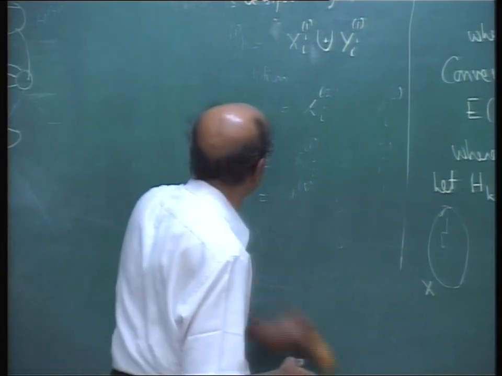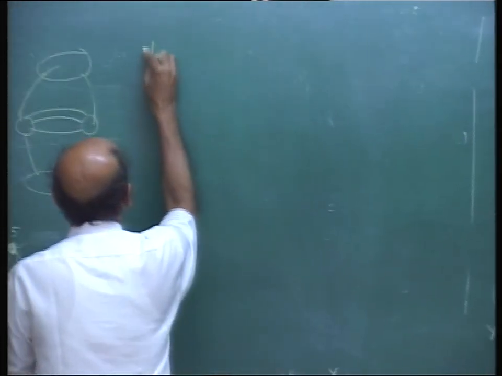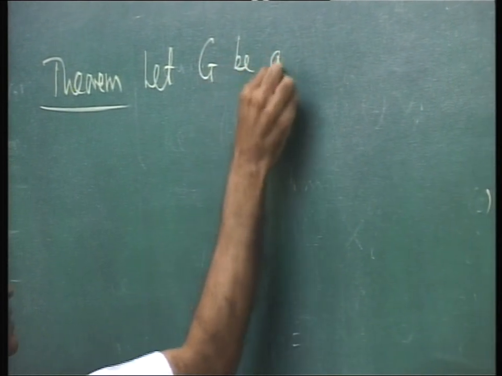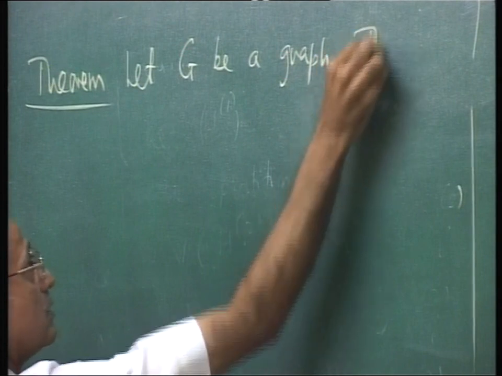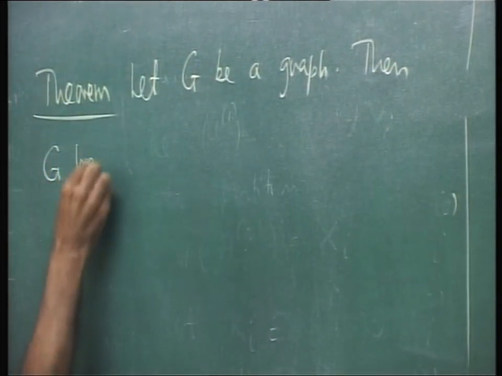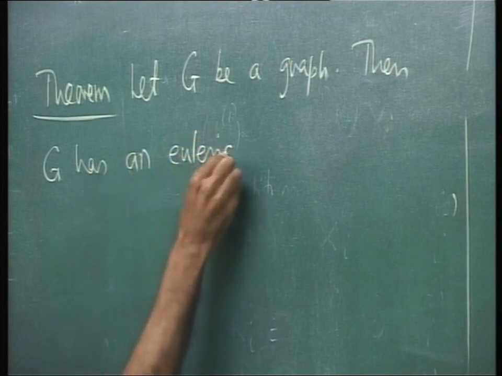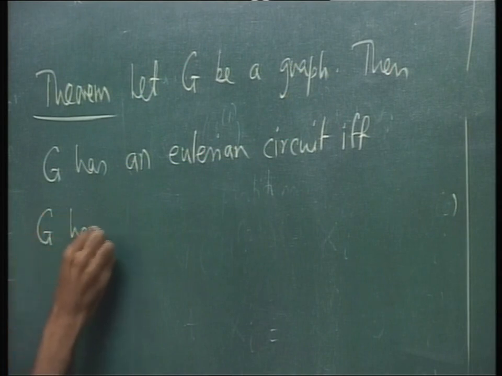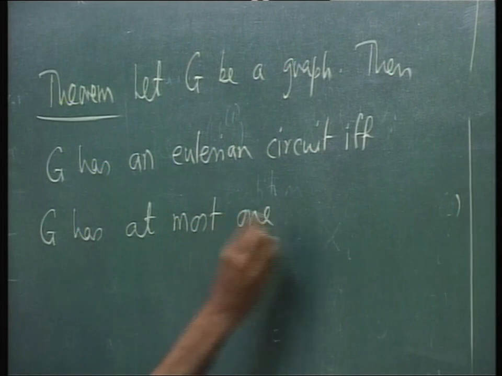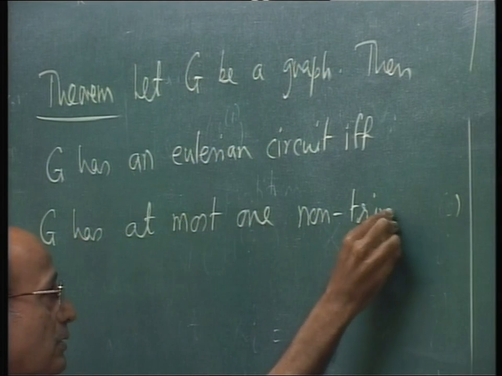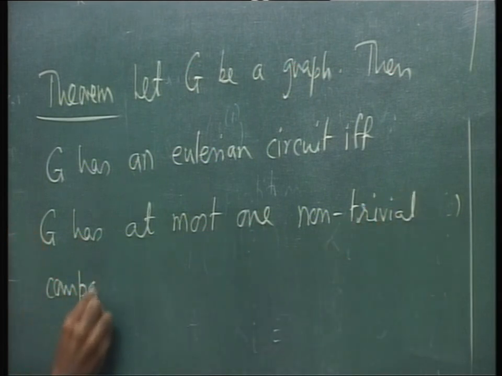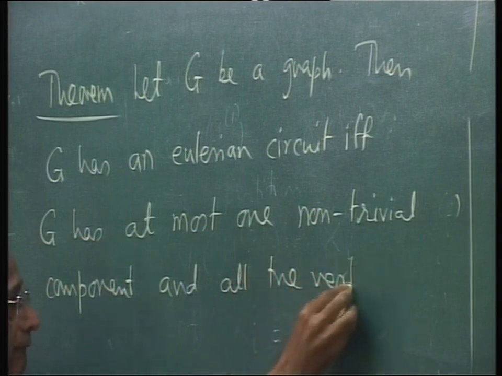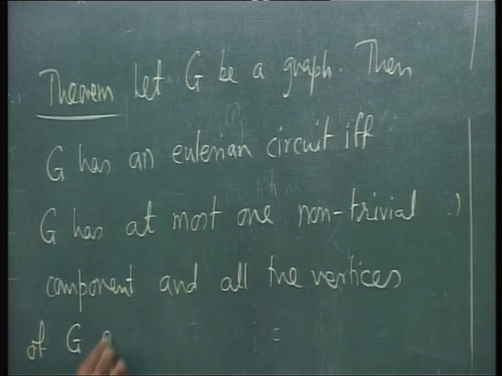So the theorem we want to look at: G has an Eulerian circuit if and only if at most one non-trivial component, and all vertices are of even degree.